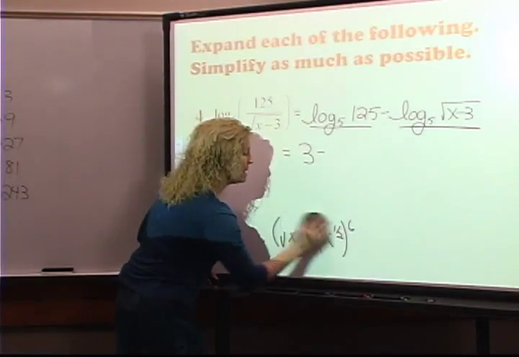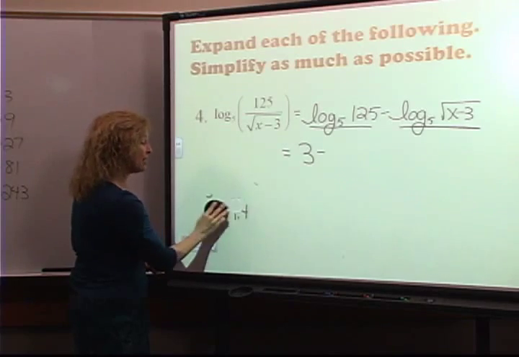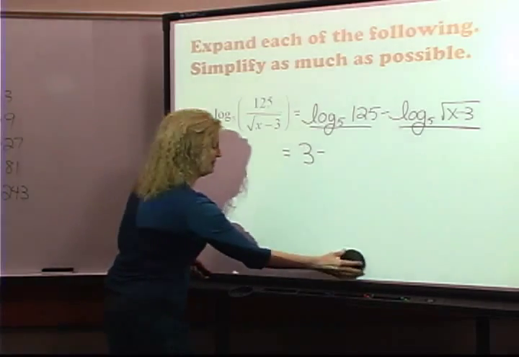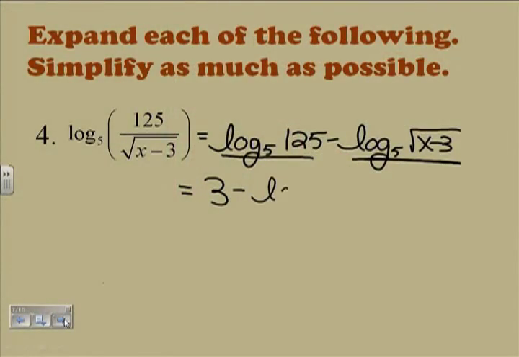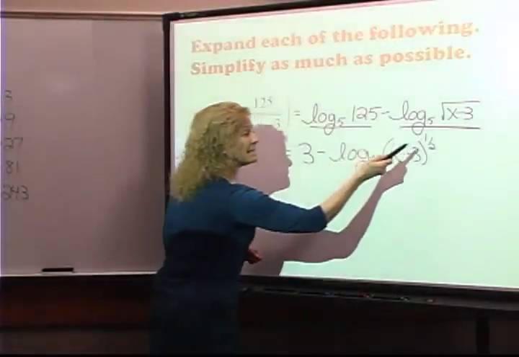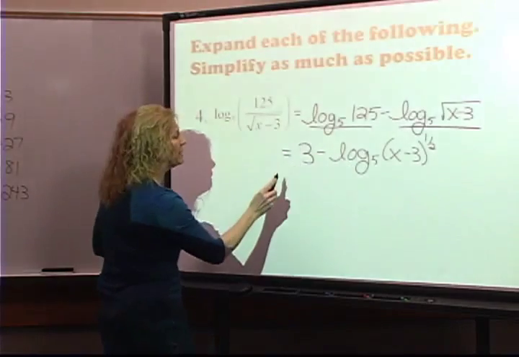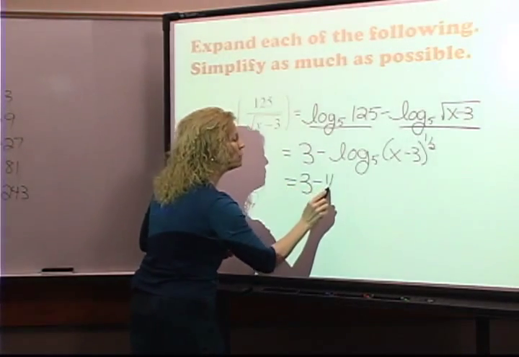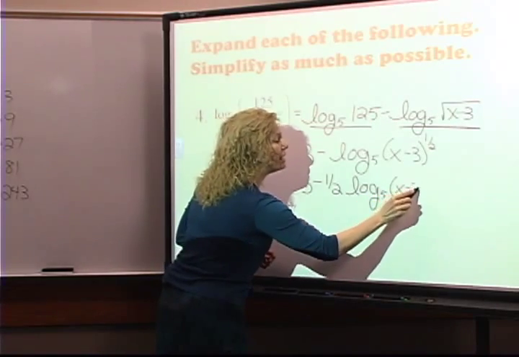Okay? Well, in this situation, you want to realize that that's a fractional exponent. It's moving slowly. And that would be, if you like, we'll write it out again, x minus 3, all of that to the 1/2 power. And since that 1/2 is applied to the entire argument, I can bring it down in front, and I have 3 minus 1/2 log base 5 of x minus 3.